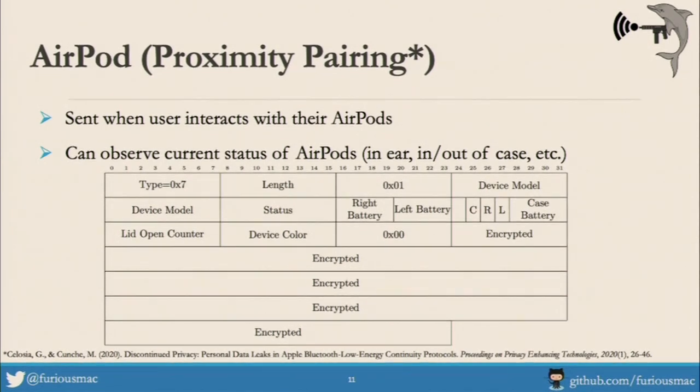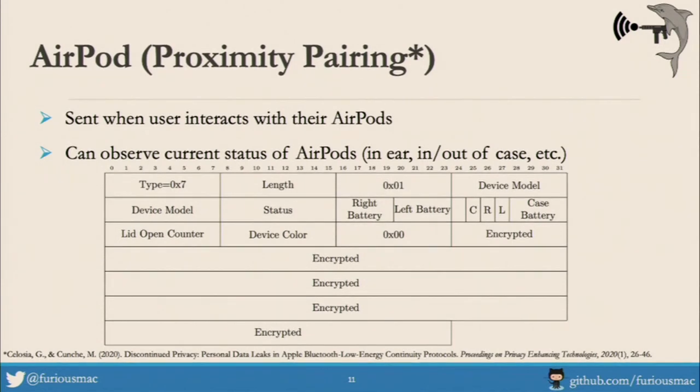The next message is the AirPod message. So this is sent whenever you interact with your AirPods, and it actually leaks a crazy amount of information. So you can actually see if someone's AirPods are in their ears, if they're out of their ears, if one's in the case, one's not in the case. And I'm going to attempt to demonstrate that in the demo. You can also learn the battery status on the right, left, and the actual case. You can see if they're currently charging or not.